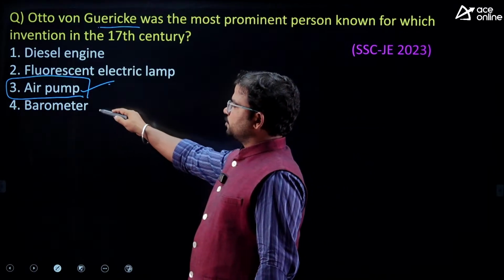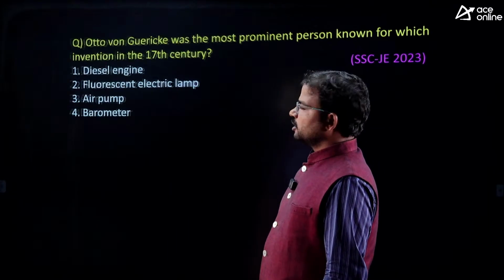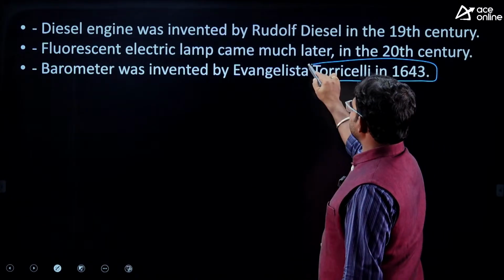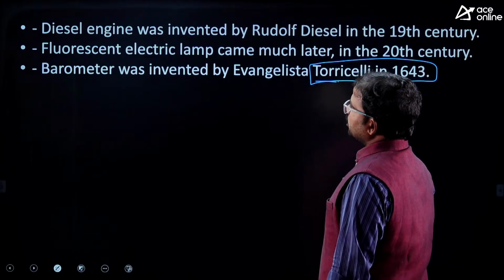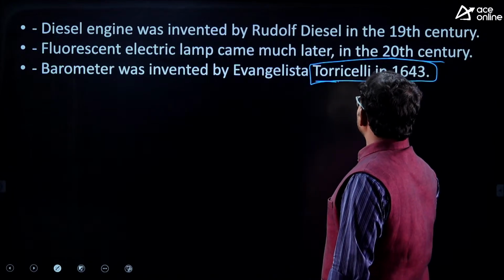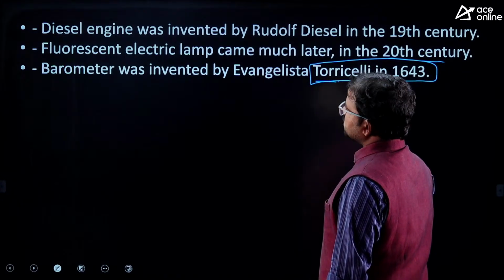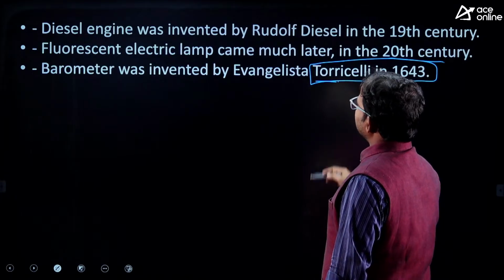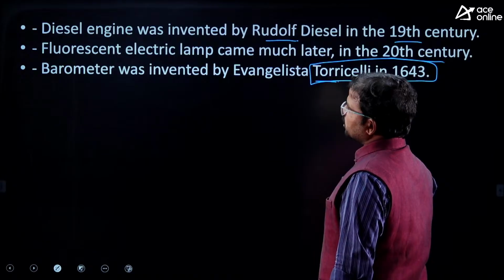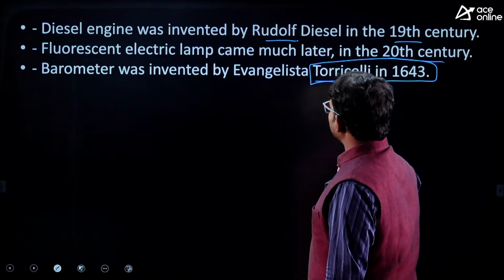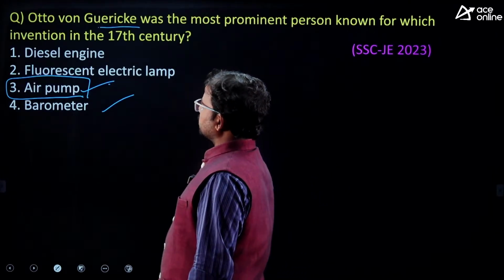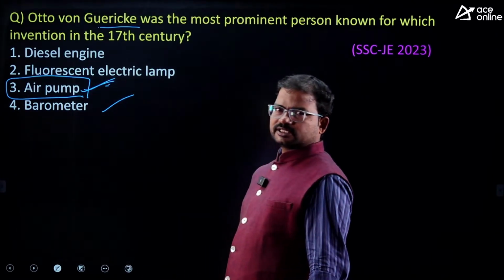Actually, the barometer was invented by Torricelli in the year 1643. What about the fluorescent lamp? The fluorescent lamp was invented in the 20th century. Next, the diesel engine was invented by Rudolf Diesel in the 19th century. Right. So finally the conclusion is that he invented the air pump only. Option 3 is the correct one.